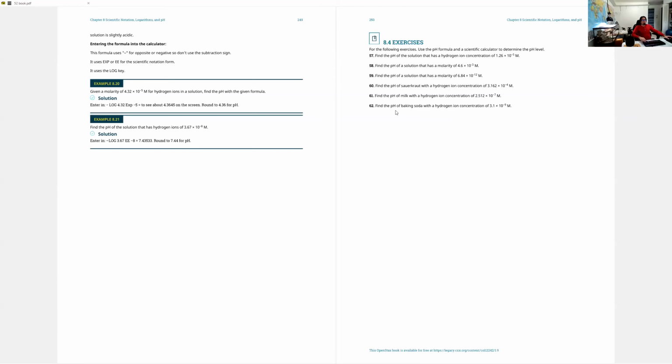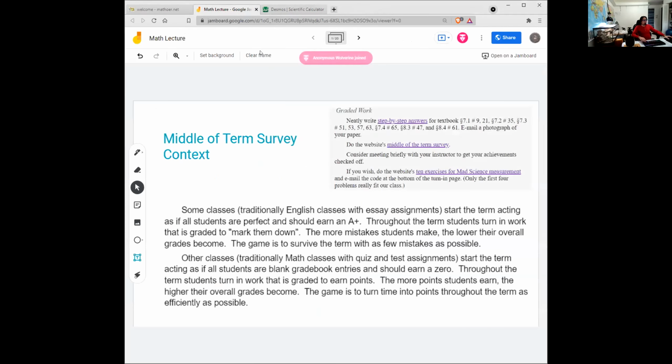Until just now, we had no one pick the same thing as anyone else, which was kind of interesting, but not too surprising. Okay, keep doing this if you want. I'm going to switch to the Jamboard and talk about the context to this. Only part of my job is to teach your math.